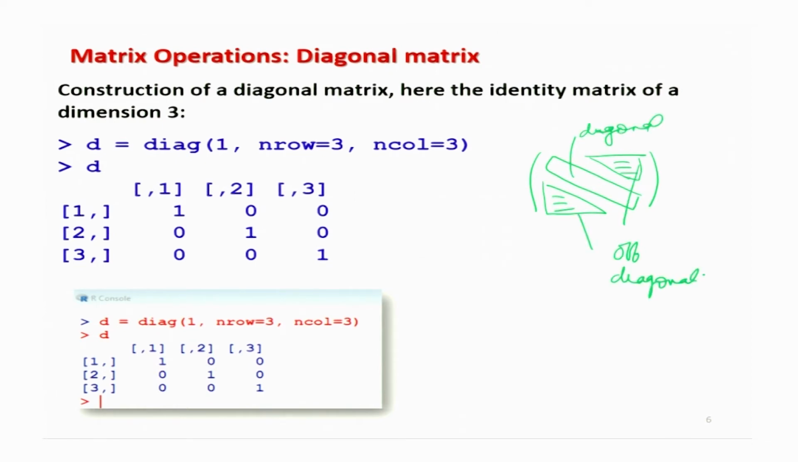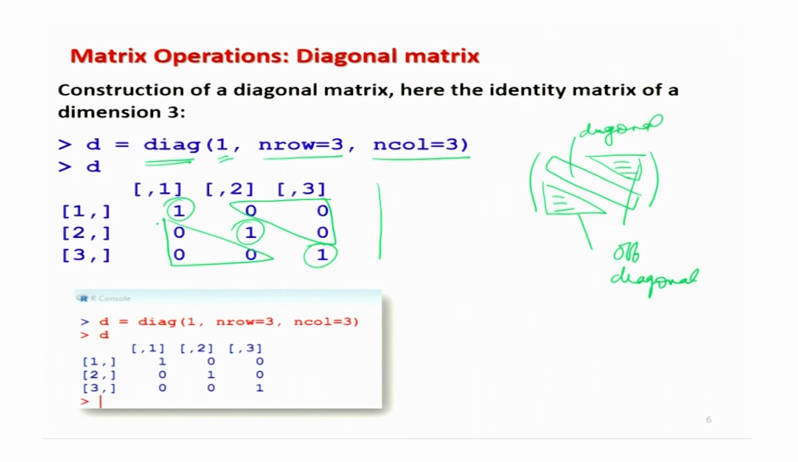So in case you want to do this, you have to simply use the command diag, and define the values which you want to put on the diagonal. Suppose I want to create an identity matrix. An identity matrix is a matrix in which the diagonal elements are 1 and the off diagonal elements are 0. Suppose I want to create a 3 by 3 identity matrix, and in that case I will write n row equal to 3 and n col equal to 3, and then if I operate it, it will give me this matrix in which you can see the values of the diagonal elements are only 1 and all other off diagonal elements are 0.